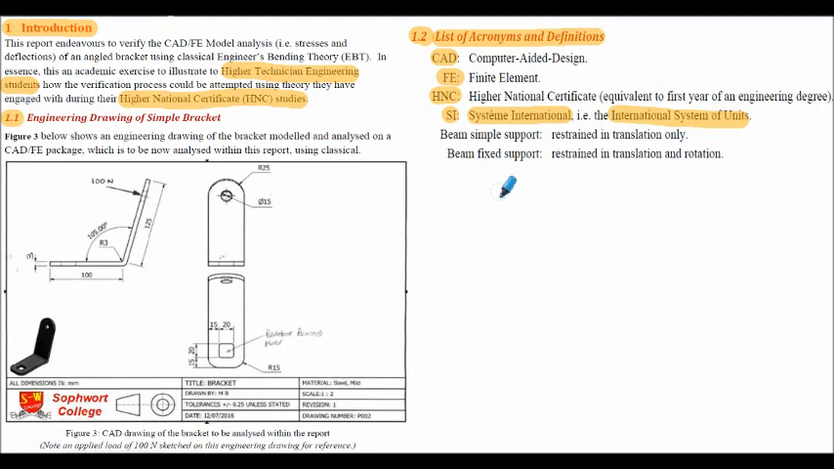And I have actually stated some definitions here. When I refer to a beam simple support within my analysis, I mean the support is considered to be restrained in translation only. Translation means movement in the X, Y, and Z directions. And I've also stated the definition for a beam with a fixed support, sometimes referred to as fully fixed or built-in support. This relates to the support being restrained in both translation and rotation. In other words, we're not only restrained in movement in the X, Y, and Z directions, but we're also restrained in rotation about the X, Y, and Z directions or axes.